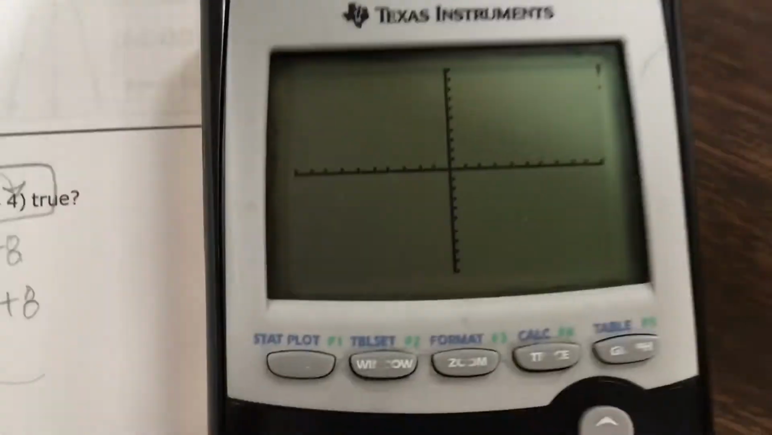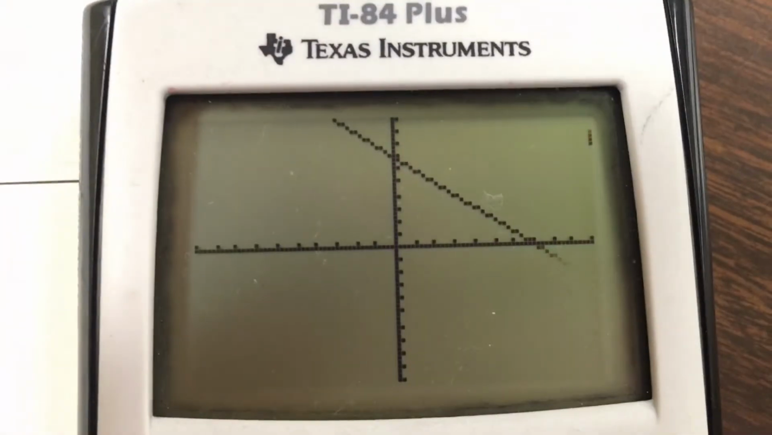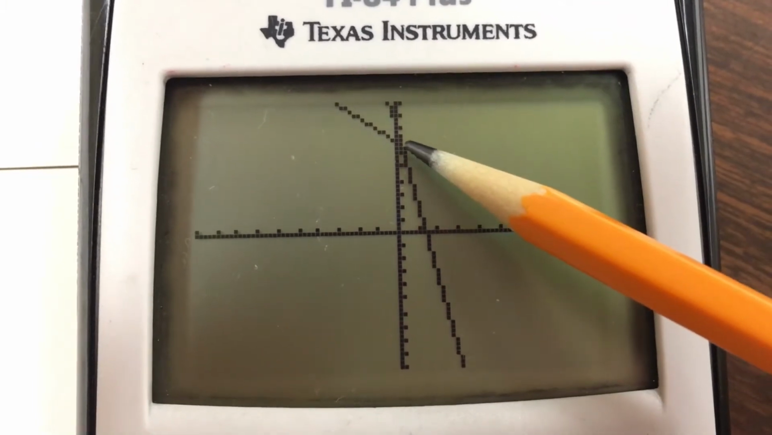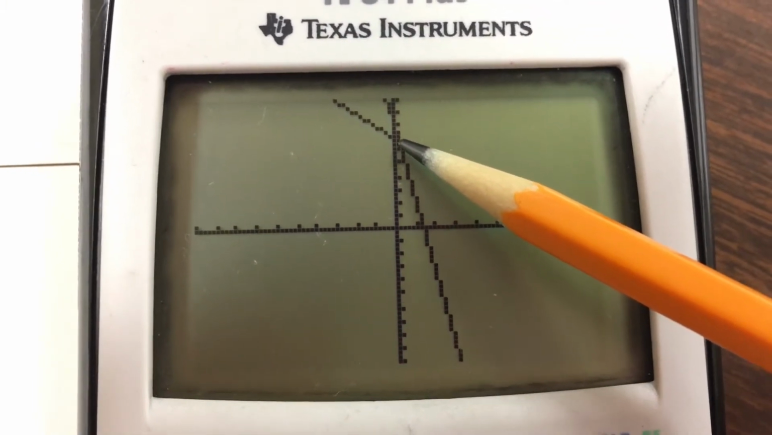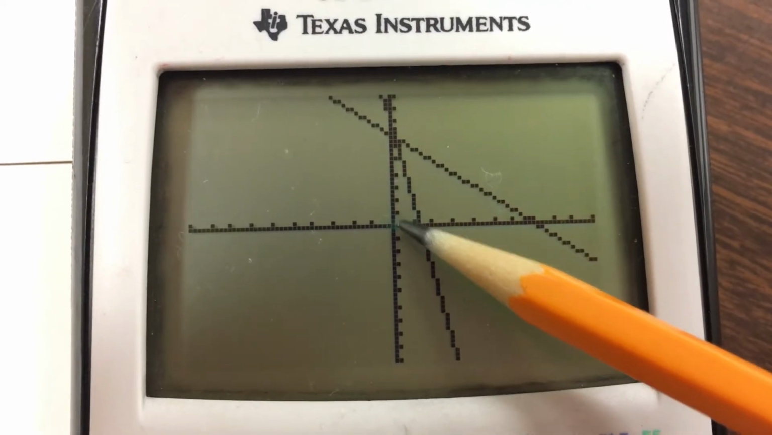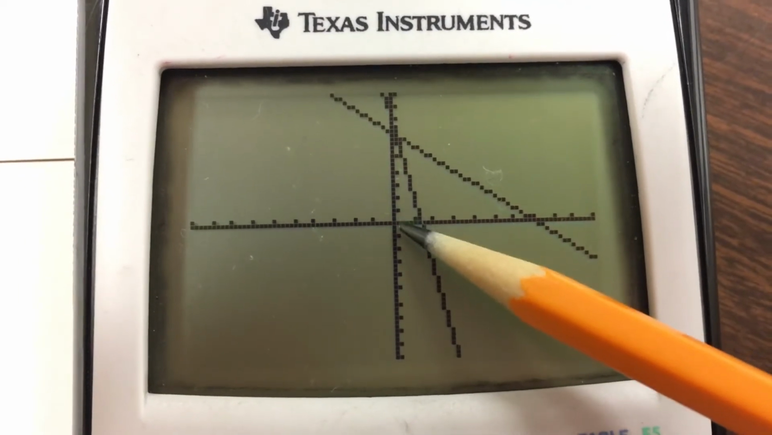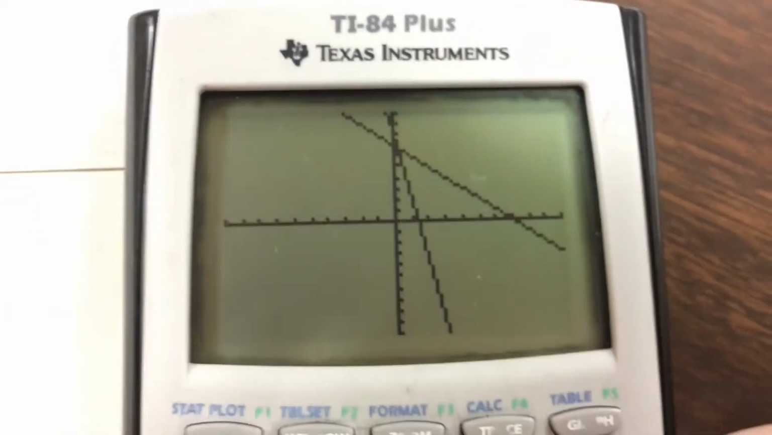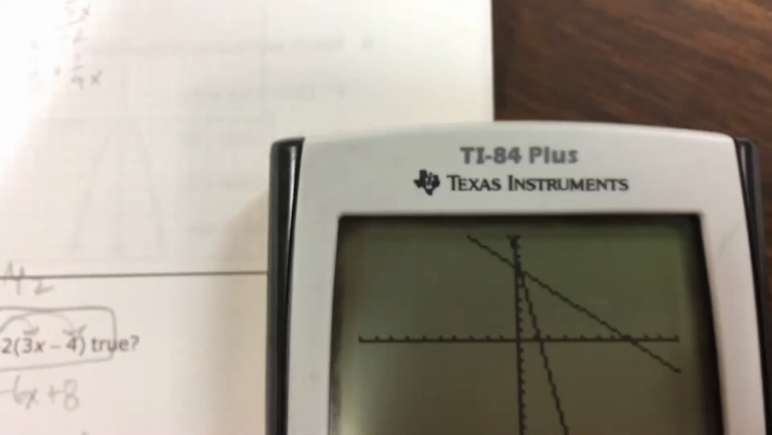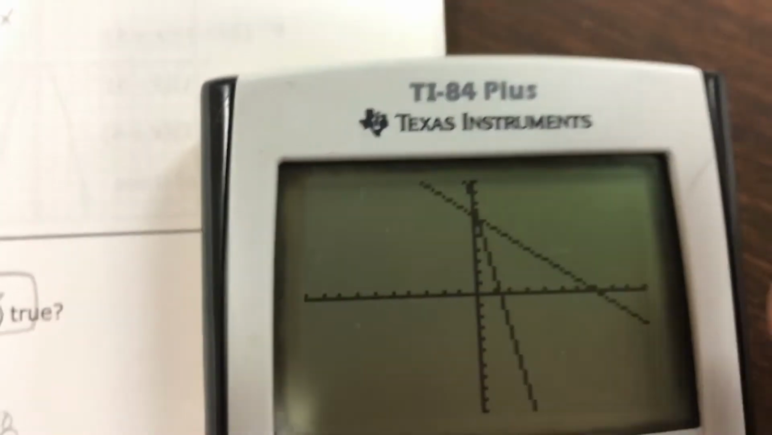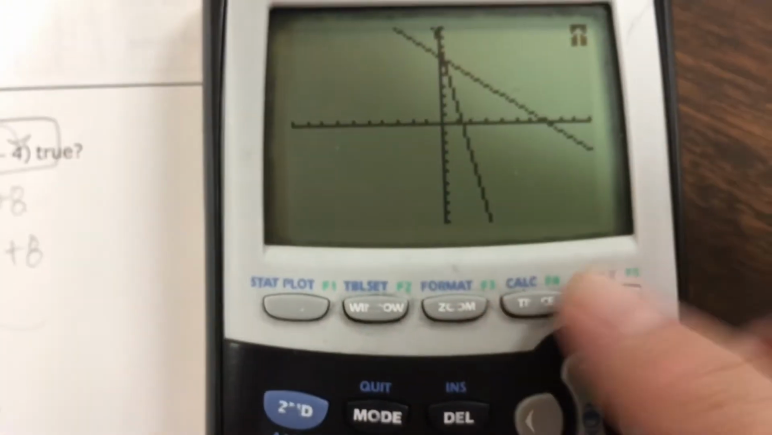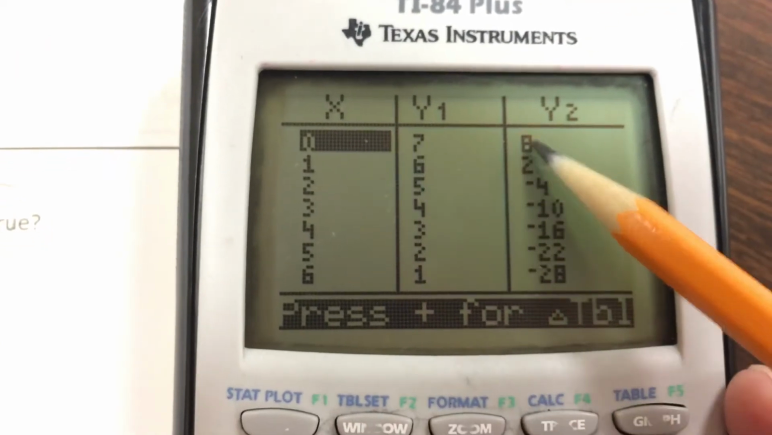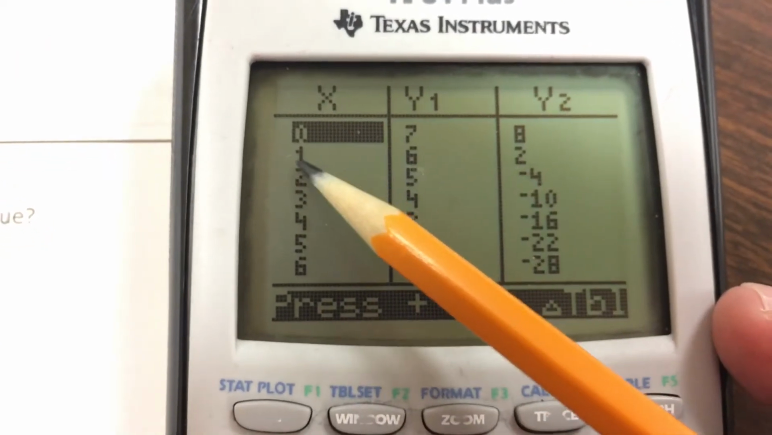I can hit graph. I'm trying to see where the two lines will cross each other. So they cross each other here, right by the y-axis. So whatever that x number is would be my solution. Now, if the answer was a whole number, you could tell by looking at the table. So we hit second and graph again, it gives us our table. And we're looking for where the two y numbers would be the exact same, that would be our x number.